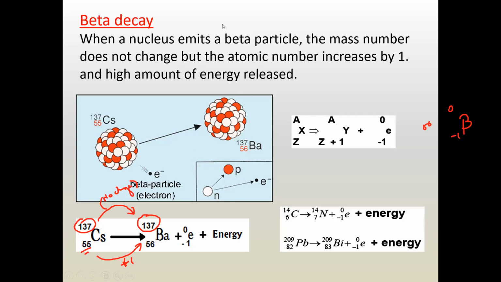Another example, as you can see, is carbon, 6 and 12, which is radioactive. What happens to the nucleon number? There is no change. And what happens to the proton number? It increases by 1. Same way for lead, the nucleon number does not change when it emits beta. But the proton number increases by 1. So in all cases, the proton number in a beta emission increases by 1.